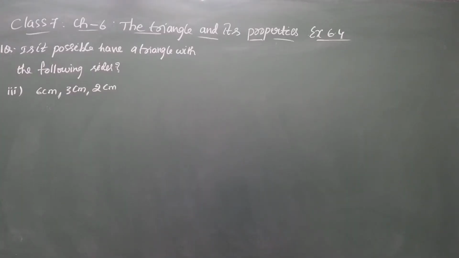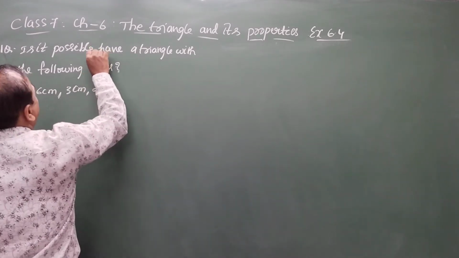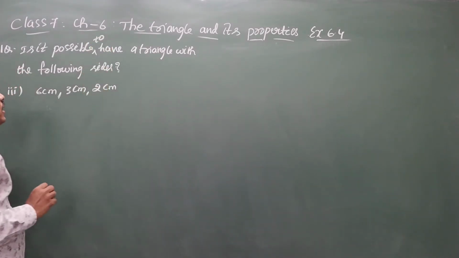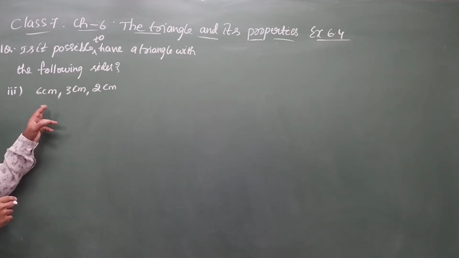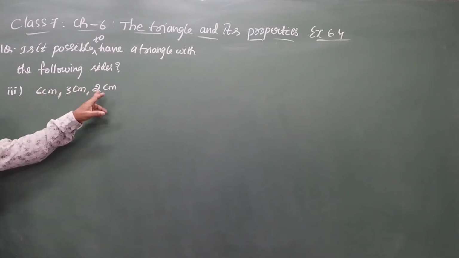So now from exercise 6.4, we see question number 1. Is it possible to have a triangle with the following sides? In question number 3, a bit 3, 6 centimeter, 3 centimeter, 2 centimeter.